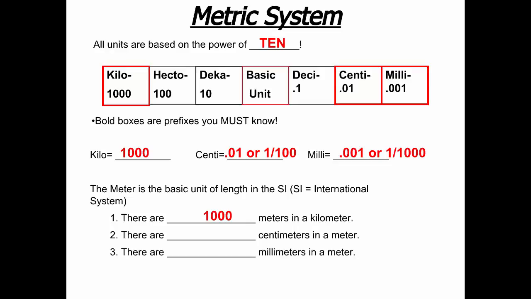How many centimeters in a meter? Lucas? There is 1,000. I mean, 100. There's 100 centimeters in a meter. And how many millimeters in a meter? Mahmood? 1,000.